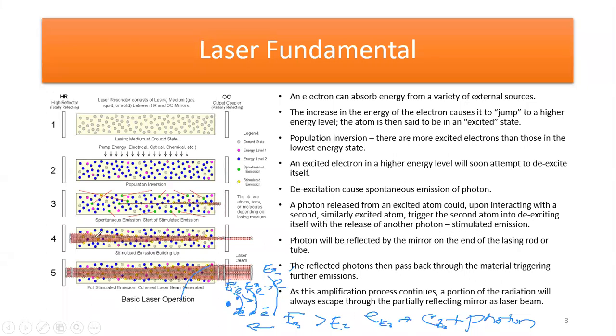And this photon, which is light, will be reflected back and forth through the mirror, right? And this will produce more emission. So at a certain stage, you have enough photons, and some of it will be released through the partial reflecting mirror, and you produce a laser beam. So that's the basic fundamental of laser, how laser is produced. Okay, any questions?